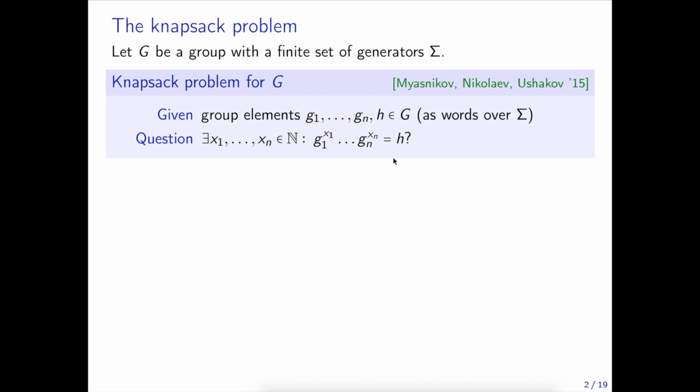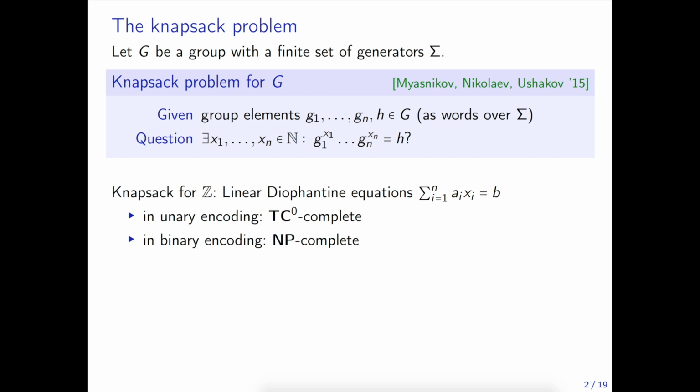This problem was defined in 2015 by Myasnikov, Nikolaev, and Ushakov, and has since then been studied for various groups. For example, if we look at the group of integers, then the knapsack problem is precisely the classical problem of solving linear Diophantine equations. Here we have to be a bit careful with the representation of the numbers. Namely, if the coefficients ai and b are given in binary, then the problem is NP-complete. However, if we give the numbers in unary, then the problem is actually solvable in polynomial time. In fact, it's complete for the circuit complexity class TC0. Since, as I described before, we represent the elements as words over the generators, this corresponds to a unary encoding. So we would say that knapsack for Z is in TC0.